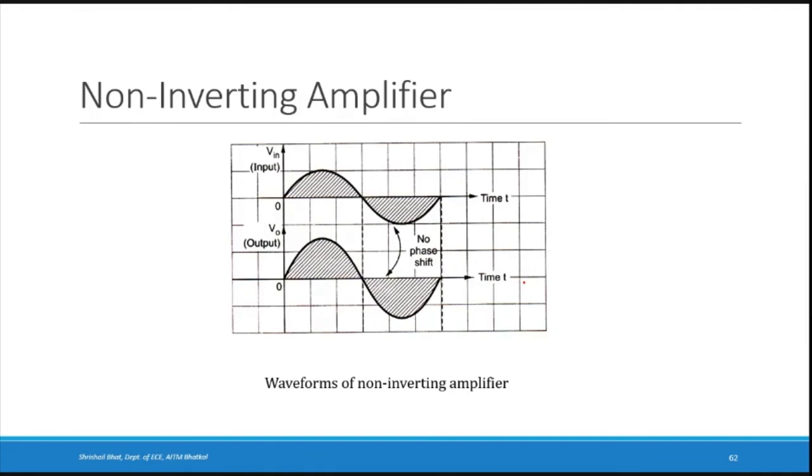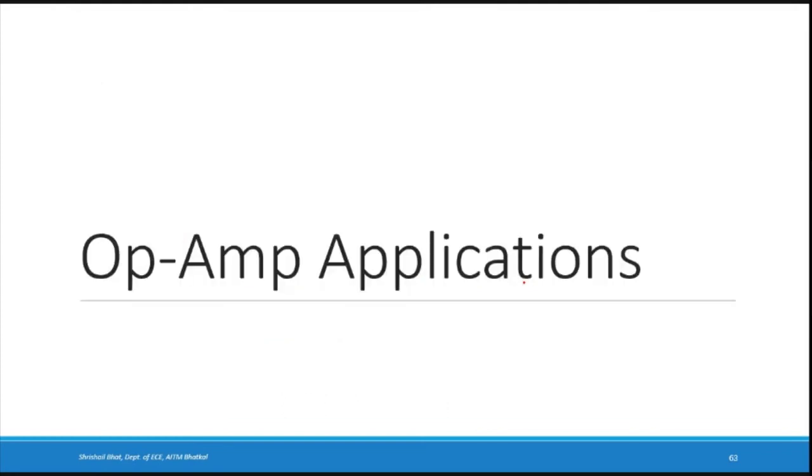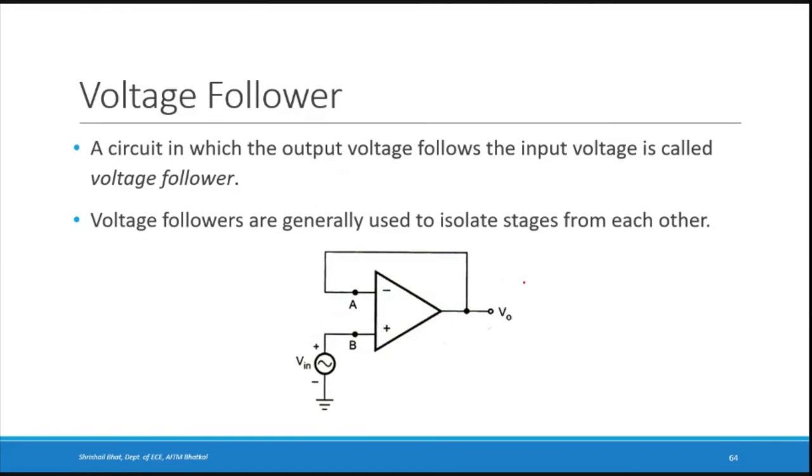These two, inverting and non-inverting amplifiers, are the basic circuits of op-amps. Now we have certain applications of op-amps. The very first application of op-amp that you can study is a voltage follower. A voltage follower is a circuit where the output voltage just follows the input voltage. That means output is equal to input. These are generally used to isolate the different stages from one another. In between, if you put a voltage follower, the same input that you give is connected to the next stage through a voltage follower.